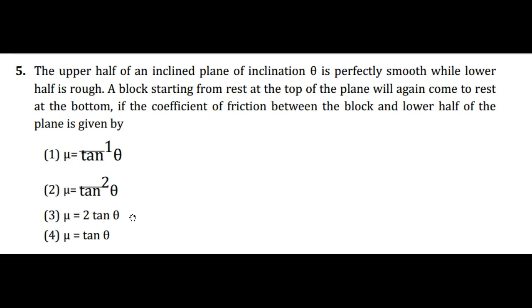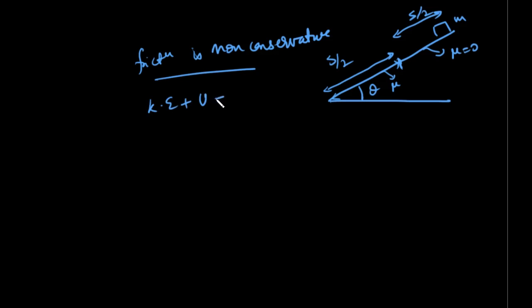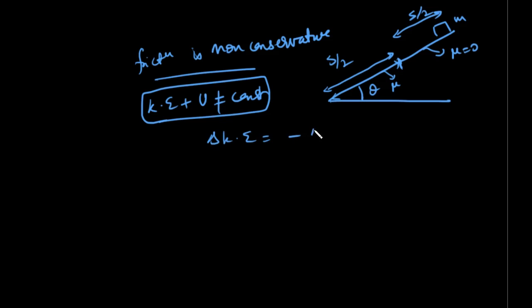These are the values written. Let's see, this is the figure. You see the friction only acts on the half part of the inclined plane. When the block has descended half of the distance, then the friction acts. Since friction, as I earlier told you, is non-conservative, KE plus U would not be constant. In the case of conservative forces only, like gravity, the total mechanical energy is constant, or we can say the change in kinetic energy equals negative change in potential energy. But this does not apply here because friction is acting.